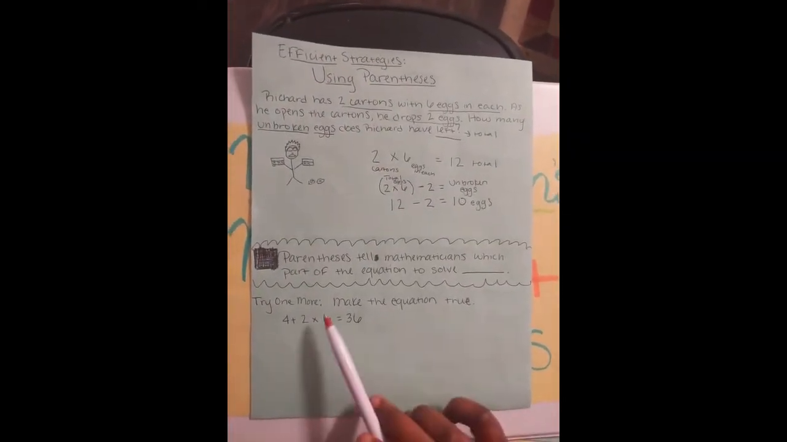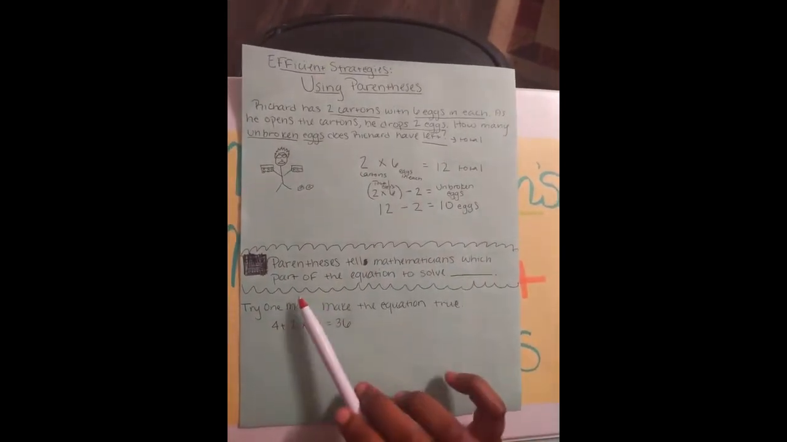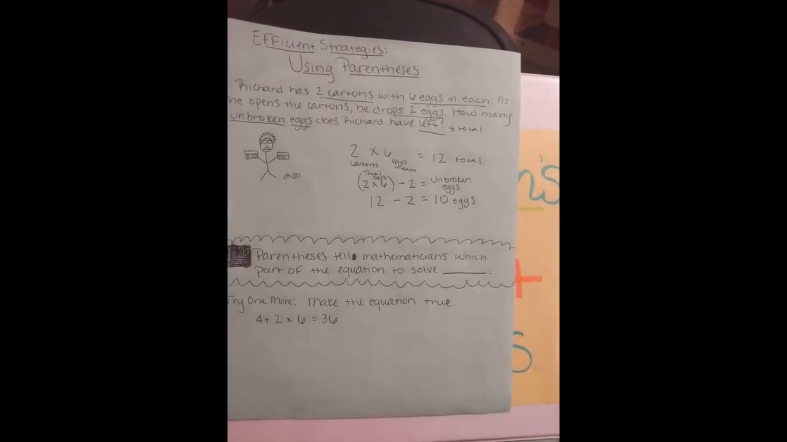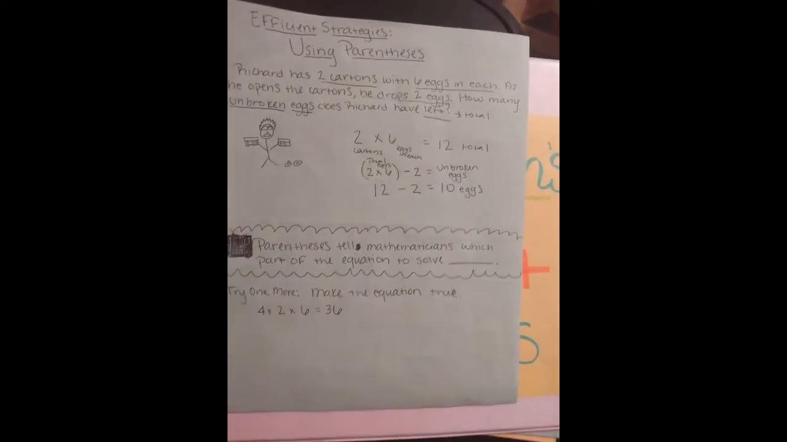We have a fill in the blank statement here. It says, parentheses tell mathematicians which part of the equations to solve blank. What do you think is supposed to go in that blank? Go ahead and say it out loud. 3, 2, 1.